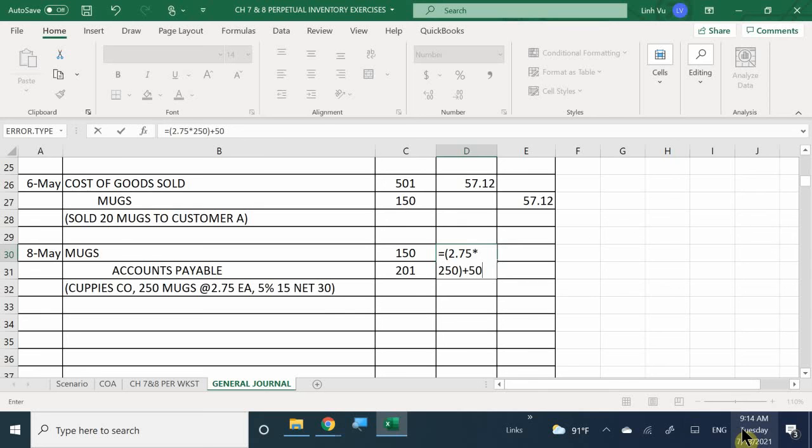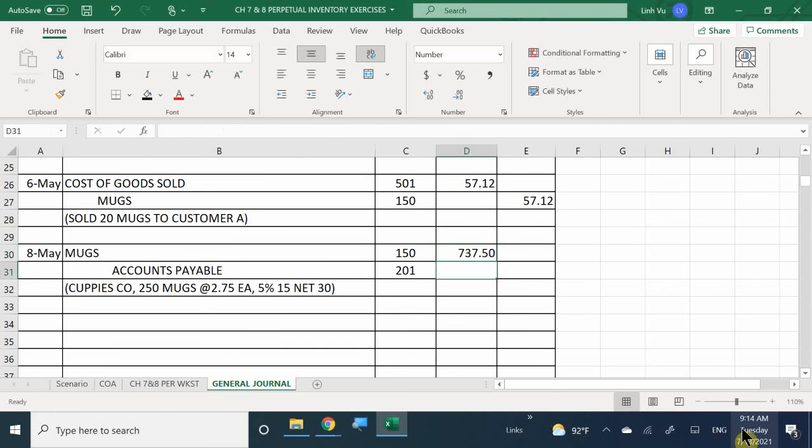It's 680, no, 737.50. We only bought 250 mugs. No, she's right. 737.50. Oh, yeah. Okay. I don't know what I was calculating. All right. 737.50. Okay, good. All right. There we have it.